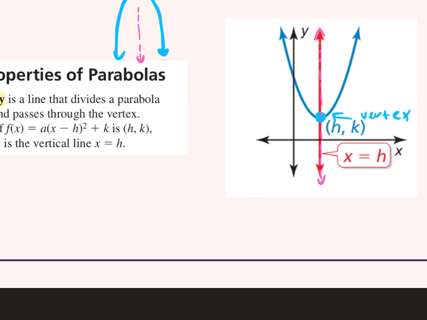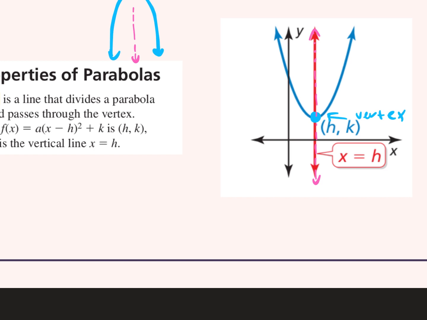We have an equation for your axis of symmetry. That is x is equal to h. So that's our axis of symmetry formula. Because it's a line, you have to say x is equal to h. Whatever our h is in our vertex, it's the same number that's going to be in our axis of symmetry.